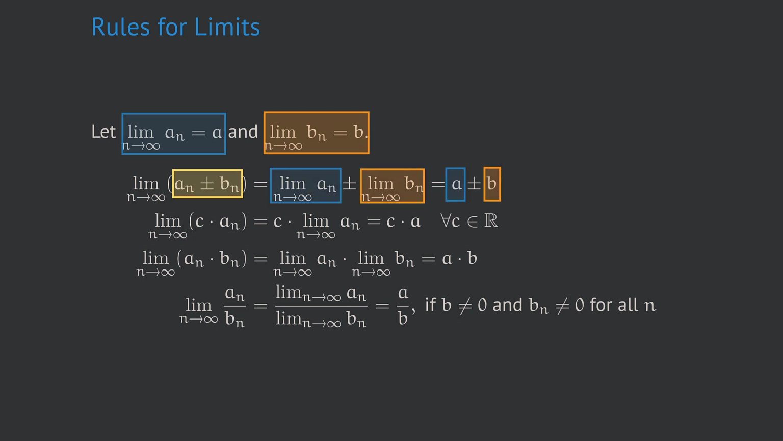And we have similar rules for combined sequences which are created by the multiplication or the division of simpler sequences. Now, based on these rules for limits, we can try to find the limits of sequences which are based on more complex expressions. For instance, let's start with a_n equals n over n plus 1.